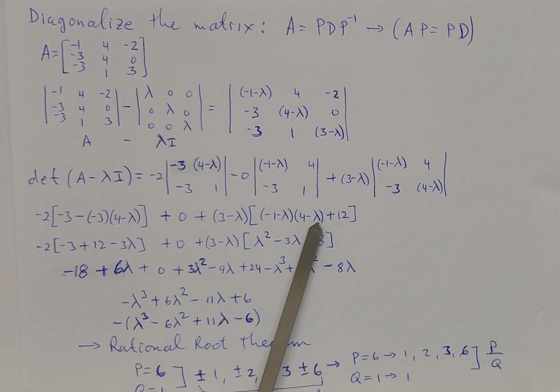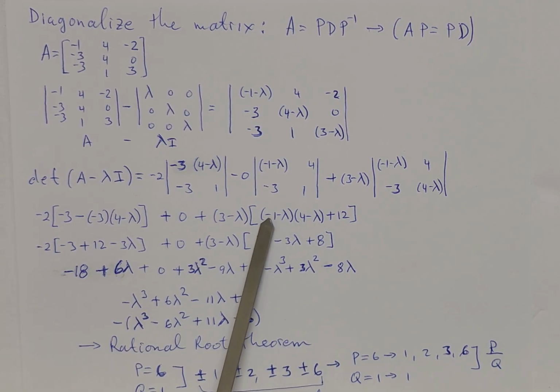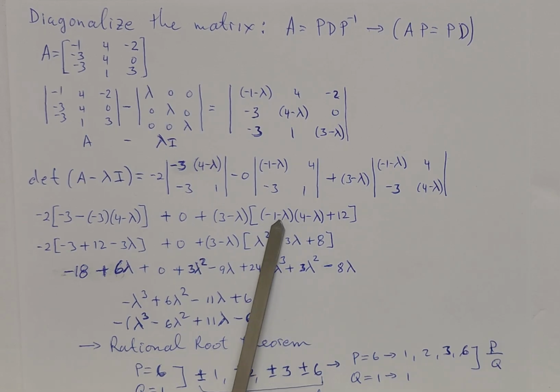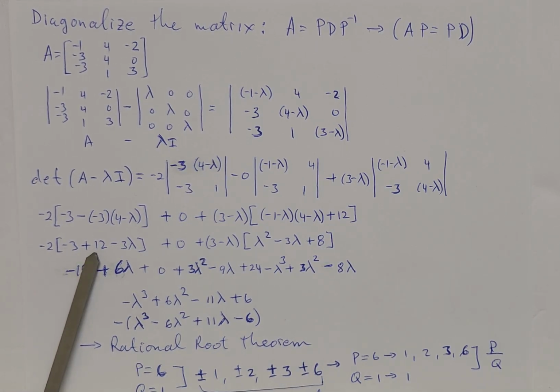Next, right here, lambda minus lambda gives me lambda squared. -1 times negative lambda will be positive lambda. 4 subtract 4 times -3. 4 times negative lambda will give me -4 lambda plus the 1 lambda gives me this -3 lambda. And then -1 times 4 is -4. -4 plus 12 gives me +8. Okay. Next, negative 3 plus 12 gives me 9.